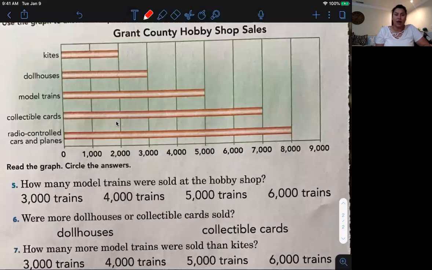It's the third one, right? All right, Jaden, help me read how many model trains they sold here. Where's my line connected to? Is it 3,000 trains, 4,000 trains, 5,000, or 6,000? What do you think, Jaden? Did you say 5,000? Good job. Nice. Yes, you're right. 5,000 trains were sold.